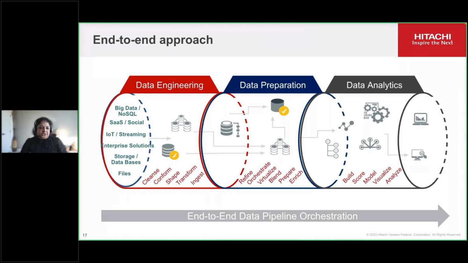And this kind of shows you the end-to-end of the data engineering to the data analytics process, the end-to-end data pipeline orchestration that should make the whole building custom LLMs more convenient, automated, and orchestrated to perform. Next slide, please.